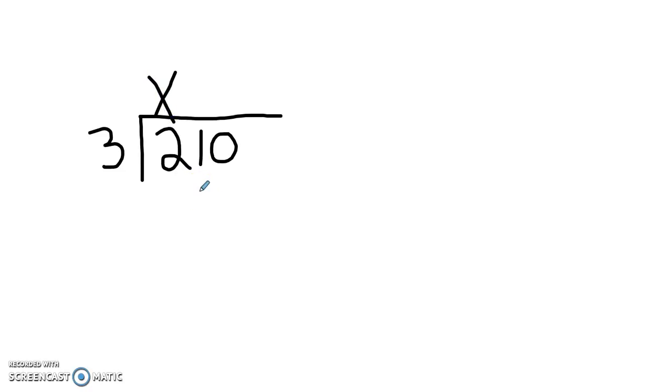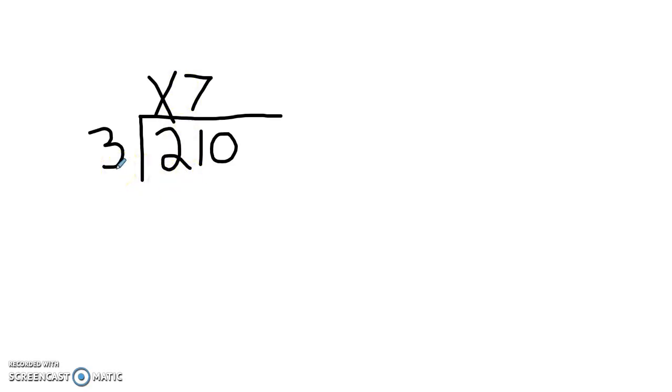The second thing you do is you look at 3 going into 21, and you think, is that possible? Well, yes it is. How many times? Oh, 7 times. And you put that 7 above that 1. Now you're very careful to make sure that your digits are lining up. Organization is important for this strategy.